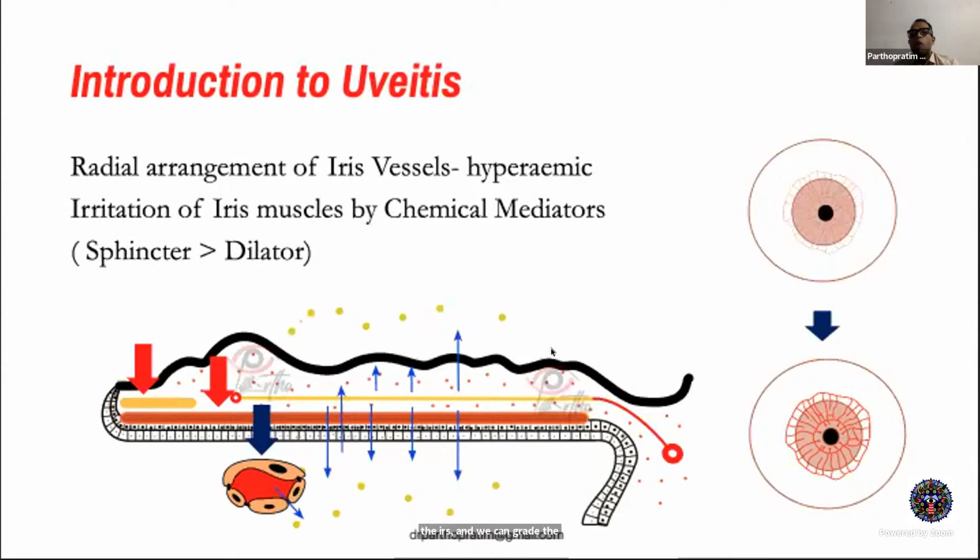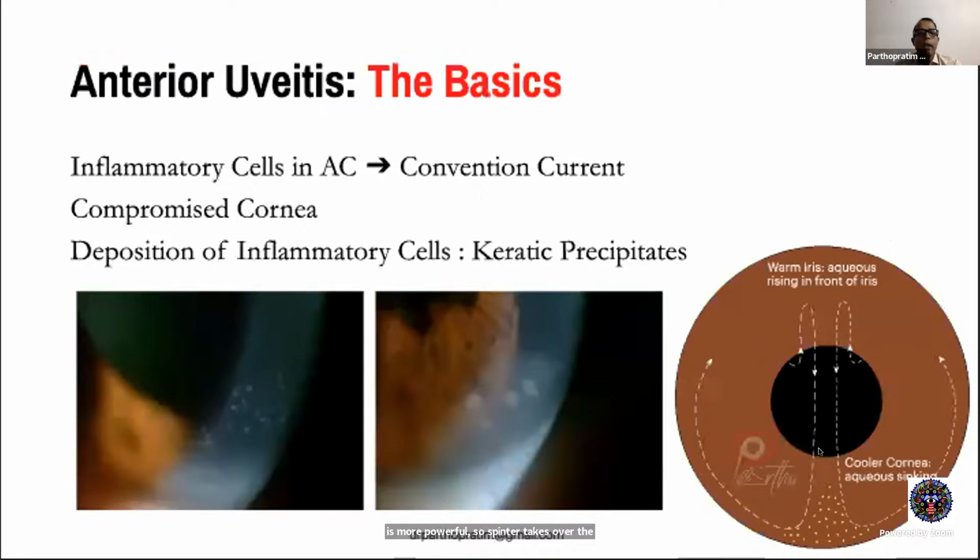Now, this may be followed by constriction of the pupil. Why is the pupil constricted? One reason is that hyperemia and dilatation of these radially arranged vessels will lead to constriction of the pupil. Also, you have to remember that the chemical mediators released as a result of the inflammation will irritate these iris muscles. They will act on both the iris sphincter and the iris dilator. But at this point of time, as I said, the sphincter is more powerful, so the sphincter takes over the dilator pupillae and there will be constriction of the pupil.